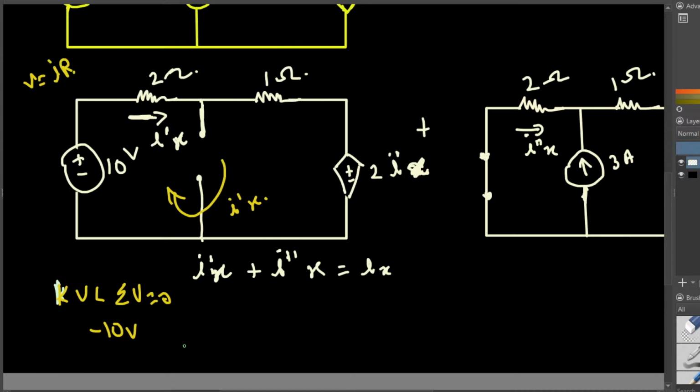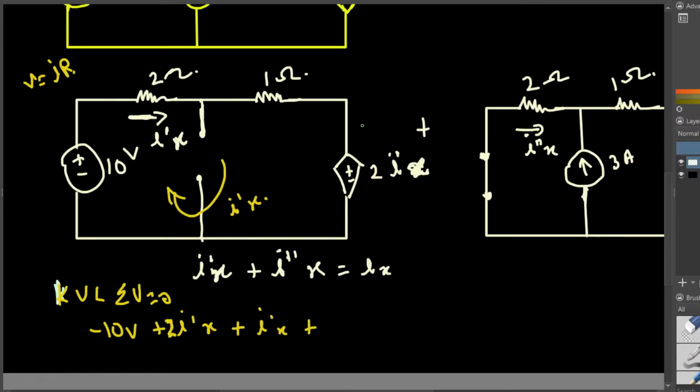Here the current is I prime X, so this is going to be I prime X times R, that is 2 I prime X. And then here we have a 1 ohm resistance, and since this is a one loop circuit, the current passing through is going to be the same. So it's going to be I prime X here as well, I prime X times 1, that's 1 I prime X.